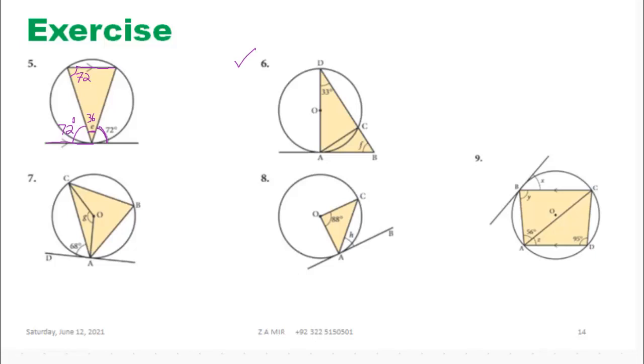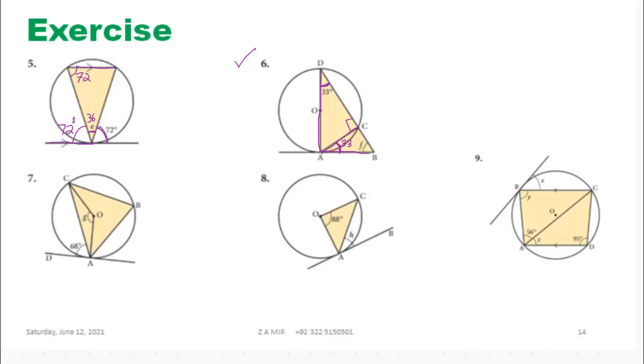Question number 6. This is the chord, and this is the tangent line. The angle between this chord and tangent line will be equal to angle 33 according to the alternate segment theorem. So this is 33. And this angle is 90 degrees because the angle subtended by the diameter at the circumference is always a right angle.